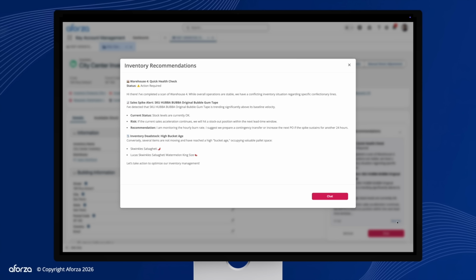So what's she doing? She's taking action. She's monitoring now the hourly burn rate of these products and suggesting we prepare a contingency transfer or even increase the next PO if the spike sustains for another 24 hours. So you can choose how Ava interacts throughout Aforza Bridge and what data she has access to. But this is where the value moves beyond visibility into decision support.